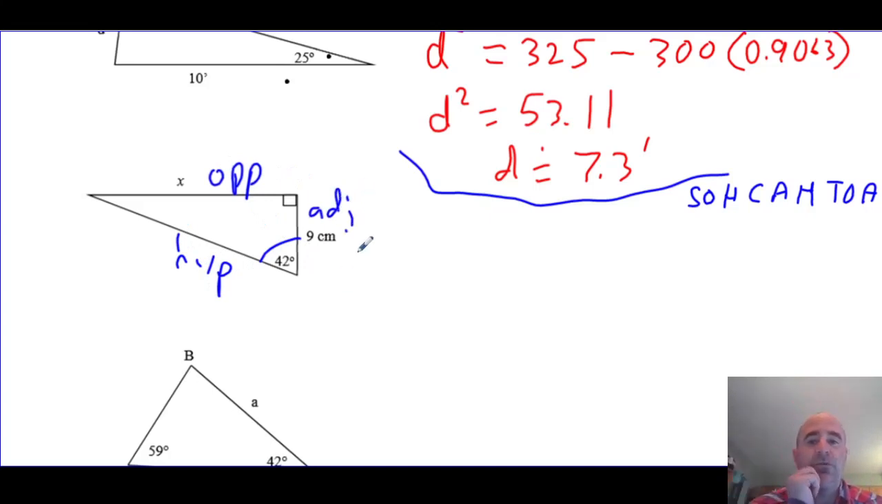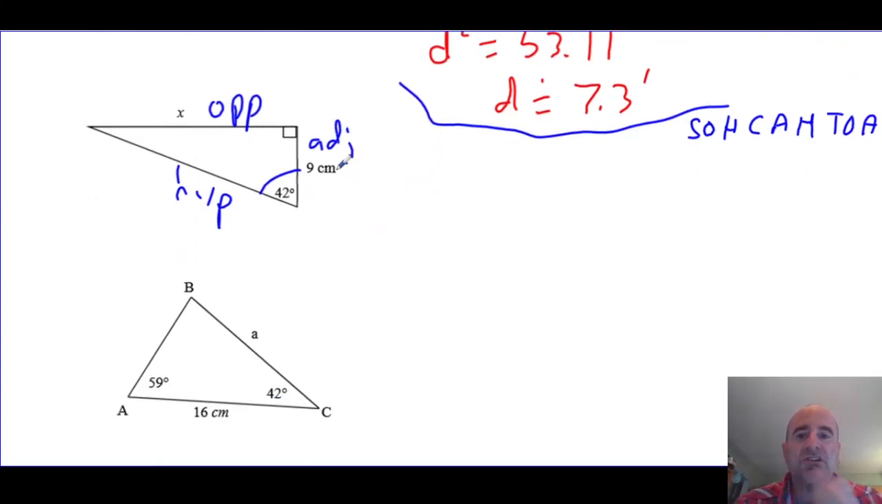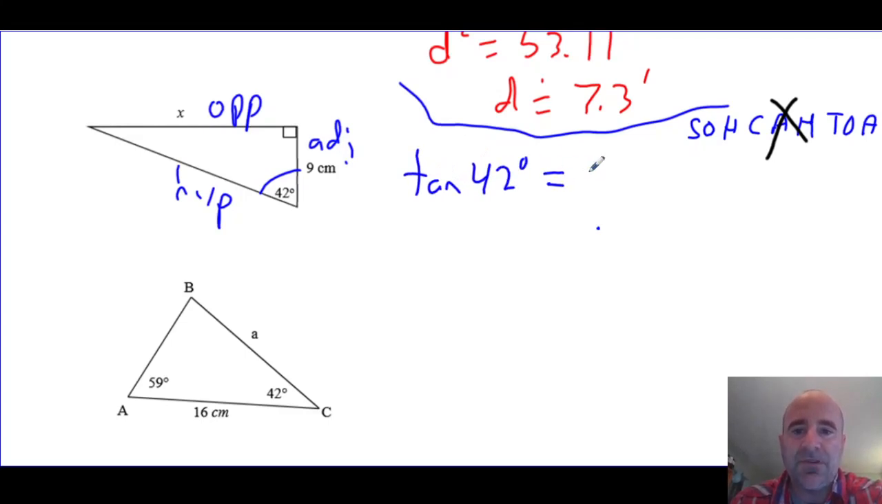Now, when you're solving for a side, you want to use the side you're looking for, which is the opposite. Okay, so we're not going to be using cosine. There's no opposite, no O in cosine. It's definitely not that one. You want to use the side you're looking for and a side you know, so you only have one unknown. So opposite and adjacent, this is tan. So the tan of 42 degrees is equal to opposite over adjacent, which is x over 9.